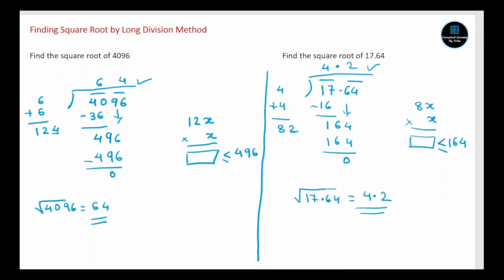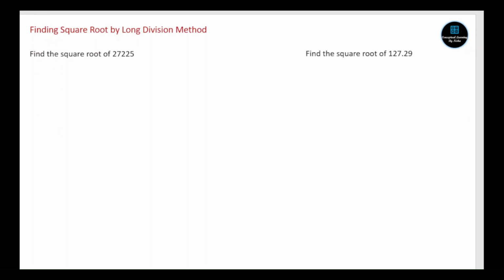Very easy, right? If you practice, you can do it in a much faster way. Same method, long division method. Let's solve one more question so that you get a clear idea. Now here the number has 5 digits. Let me write this: 27225. As I said, I have to make groups of two digits from right to left. So here only one digit will be left alone.